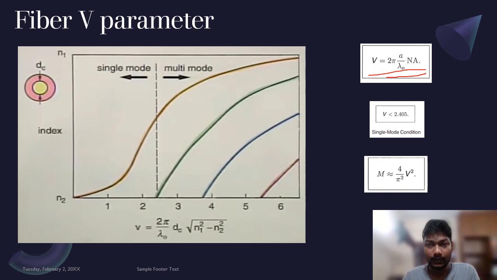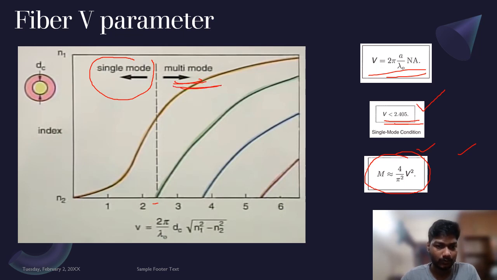So V is given by 2 pi a into numerical aperture by lambda naught, and for single mode fiber we have the V parameter less than 2.405. This point is very important. And if V is very large, the number of modes can be given by the formula m equal to 4V square by pi square. So this is the graph which determines this. Below this is single mode, and after that it will be multi-mode fibers, right? So this point is 2.405, and there are mode names like LP01 mode, LP11 mode. So these are basically the cylindrical waveguide modes in which the light ray can travel.